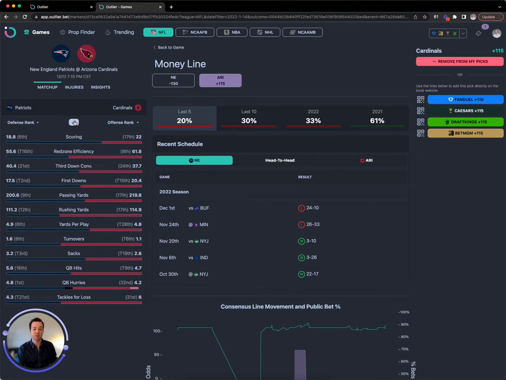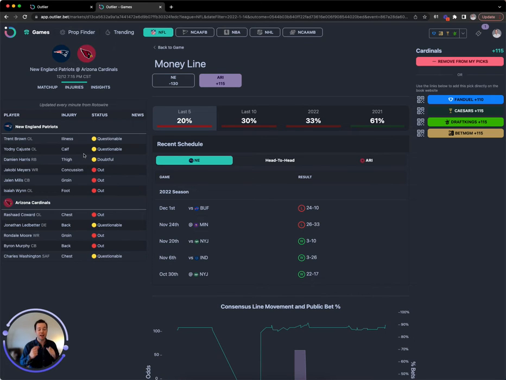If I wanted to, I could actually flip the order. So we're looking at Patriots defense versus Cardinals offense. And then, because why not, I could always look at Patriots defense versus Cardinals defense and see how they rank up, right? So this is a great way to give yourself some context before actually placing a bet to get smarter about the bet. Second thing I can look at are injuries.